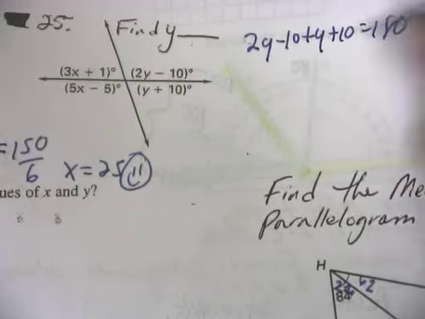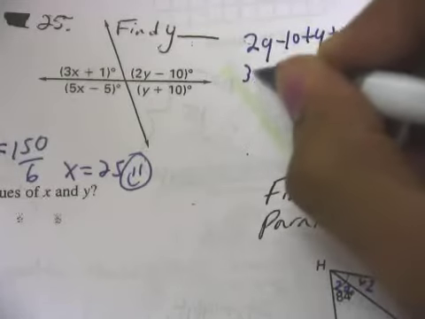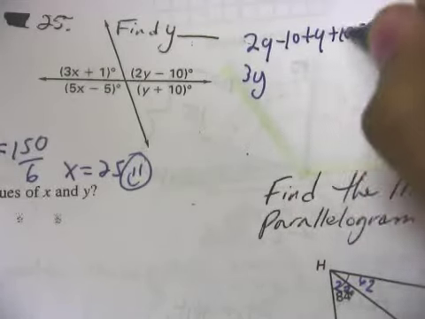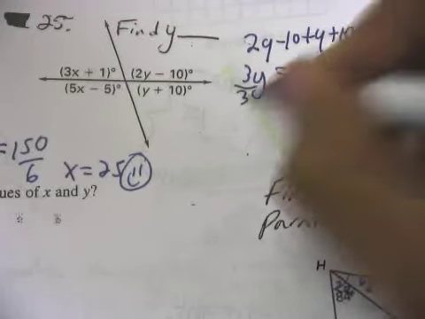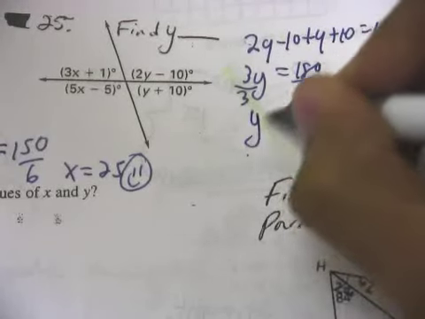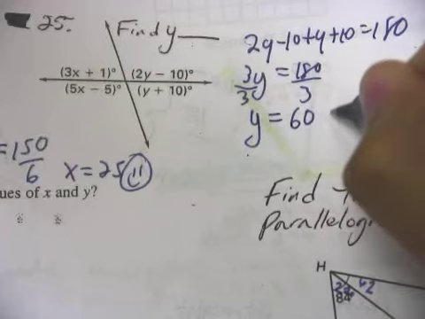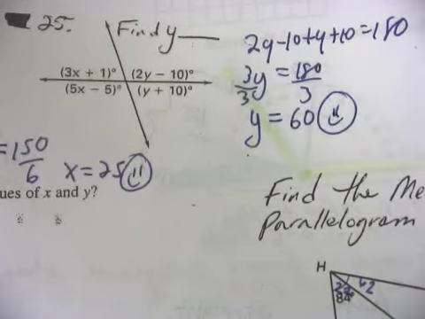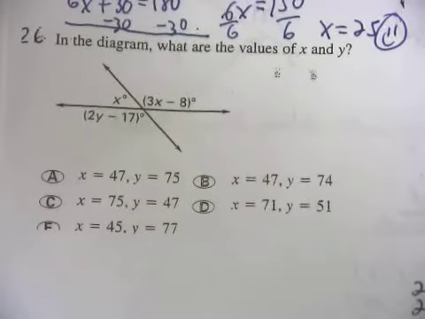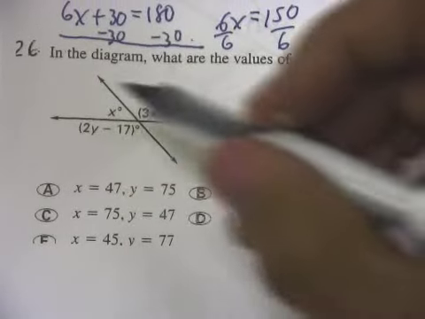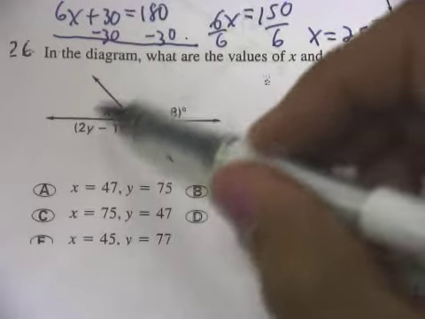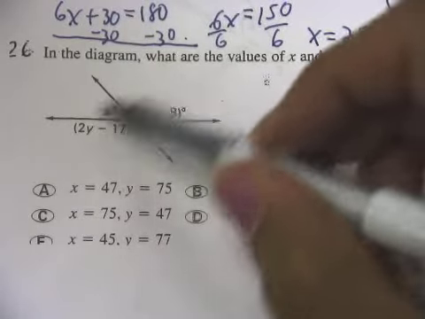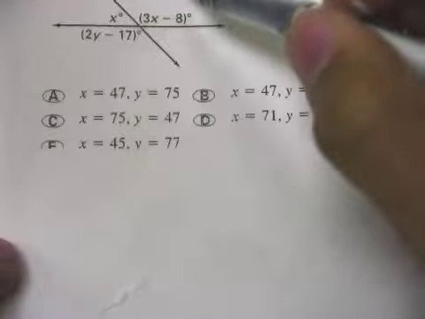Number 25, they were just asking for y. Again, notice that these two angles here are a linear pair. And if I add them together, they equal up to 180 degrees. Combine like terms. The 10s cancel out. Divide both sides by 3. And y is equal to 60.